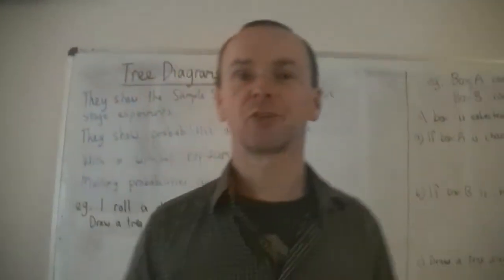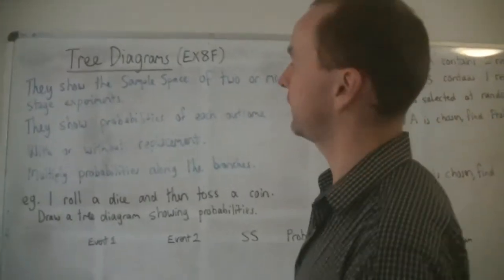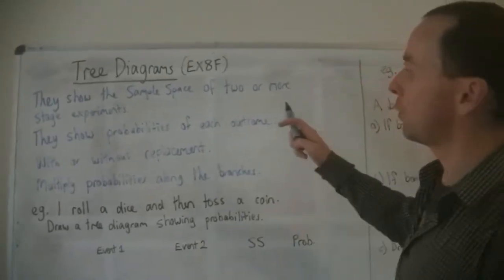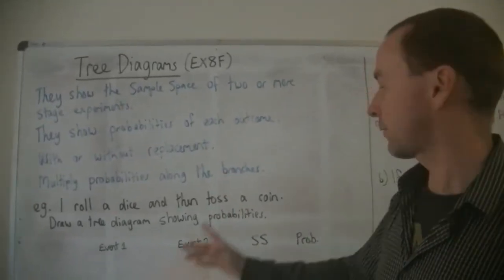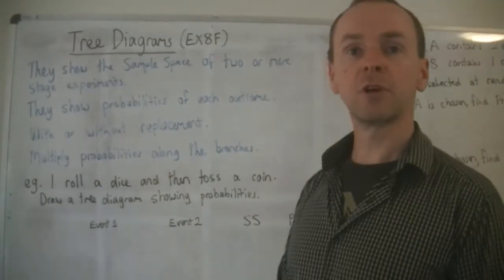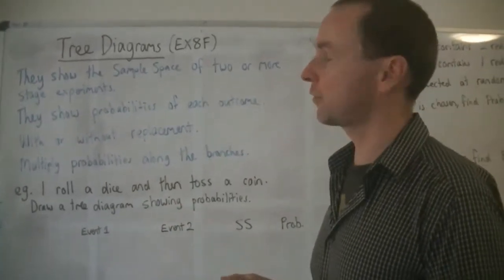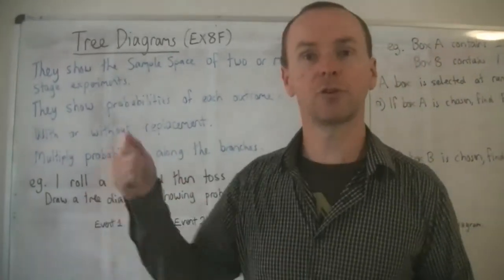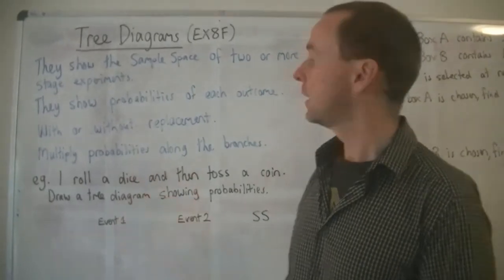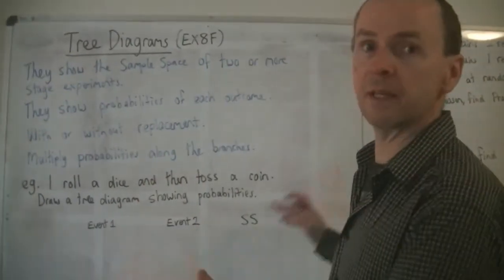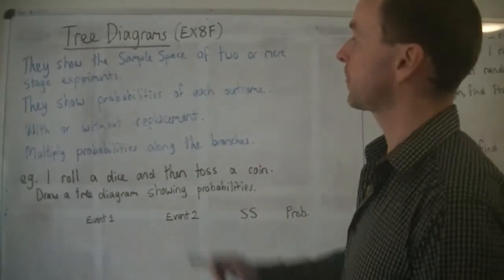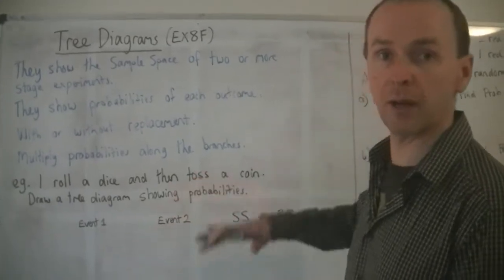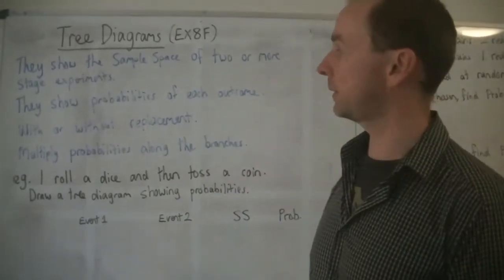Alrighty, so I'm just pretty much going to show you what a tree diagram looks like and how to fill it in. But we can go through the notes. They show the sample space of 2 or more stage experiments. So that means, like I've called it down here, event 1 and event 2. So when you have, for instance, 3 different events, you might roll a dice, then toss a coin, and then pick a counter out of a bucket. They're 3 separate events. So for each of those, for all those events in line, we can draw a tree diagram for it. They show the probabilities of each outcome. So you can draw the sample space at the end of the tree diagram for each possibility, and then you can write their probabilities as well.